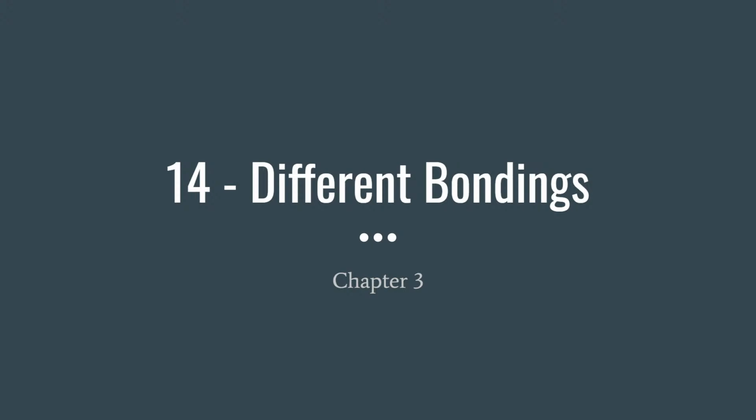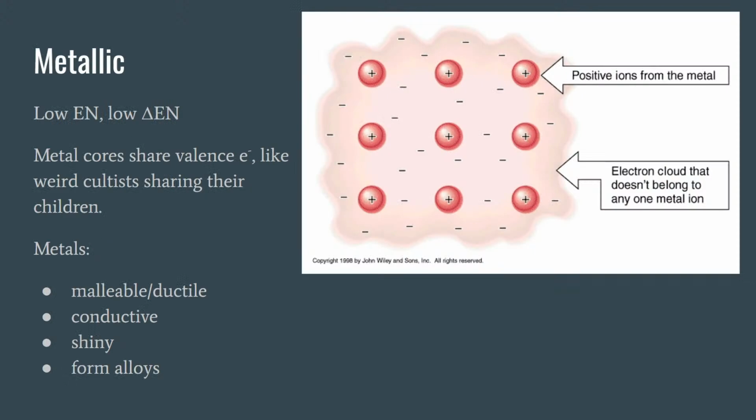Now we'll go into different bondings. So now we're going to talk about the three different kinds of bonds: metallic, ionic, and covalent. So, metallic: low electronegativity, high delta, high difference in electronegativity. So we're looking at two metals being brought together.